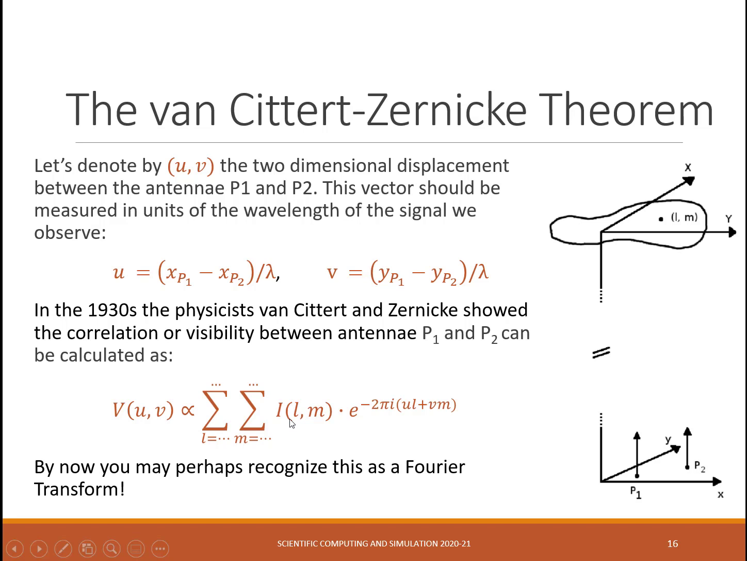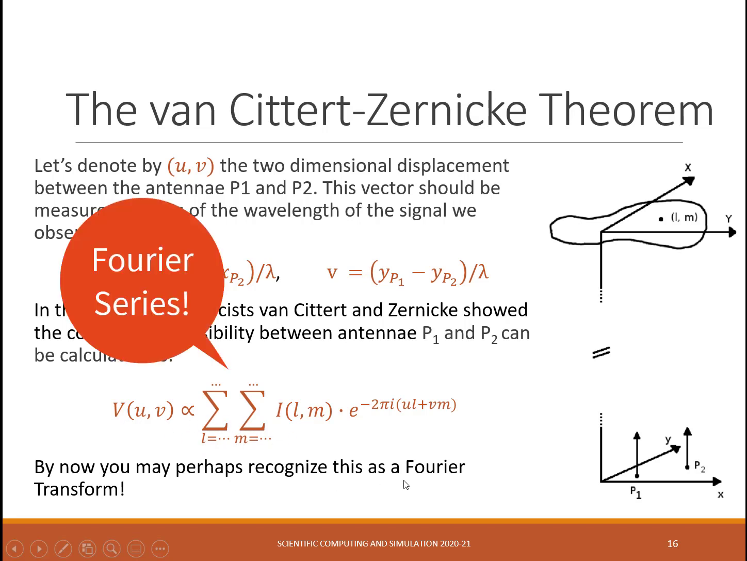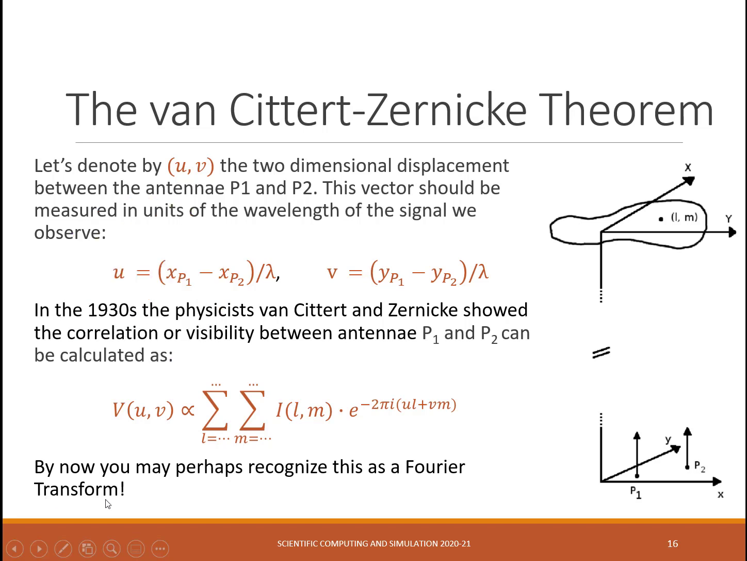After comparing this series with the 2D Fourier transform formulation, we can recognize that the complex visibility between two antennas is equal to the Fourier transform of the sky intensity function. It is an interesting finding, isn't it?